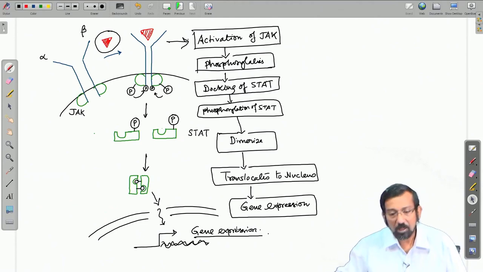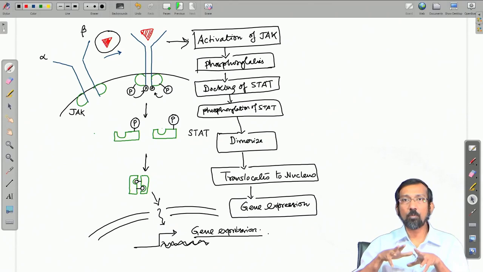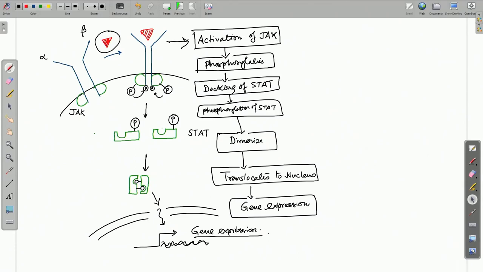So I have told you about the different types of receptors, receptor binding, a very basic overview of the receptor subtypes, and a very basic overview of the mode of functioning of the receptor. We will stop here for today's lecture, and we will keep discussing the cytokines and their different actions in our upcoming lecture.